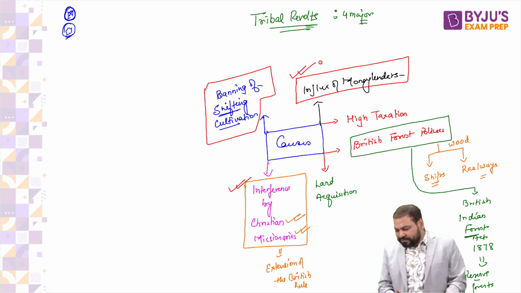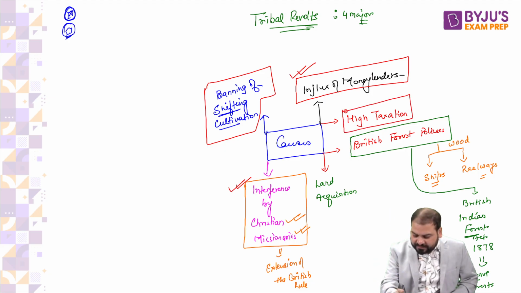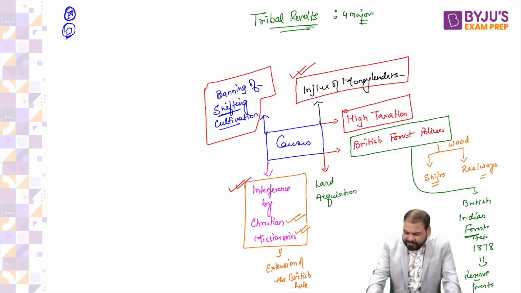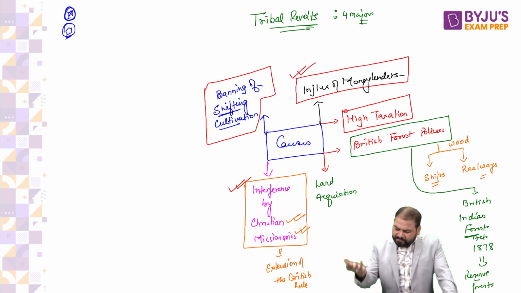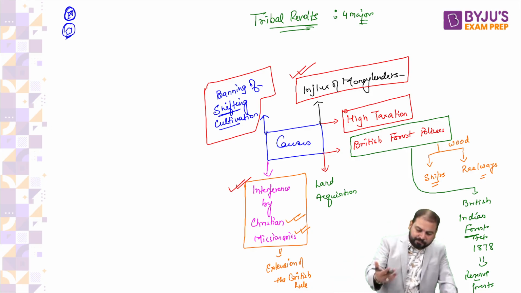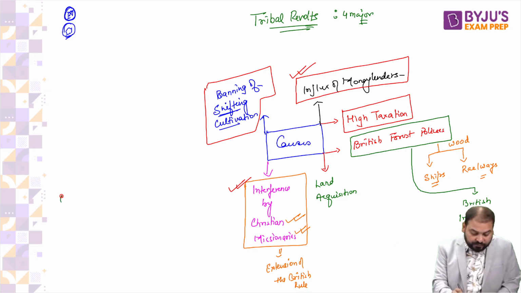Now, you people tell me, please tell me, guys, do I need to teach you high taxation? Yes, Ashutosh, do I need to teach you? Everybody, we know the Britishers imposed very high rates of taxation, and that's why the people were angry. Okay, let me tell you one thing, all of you.